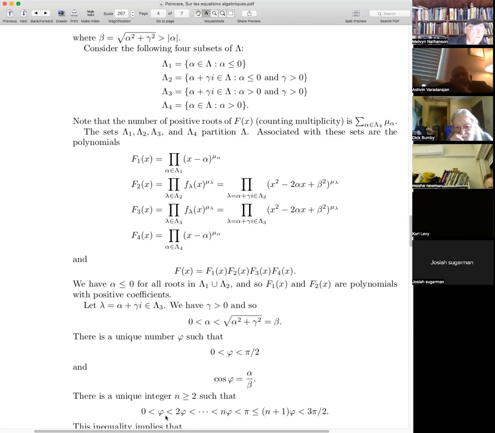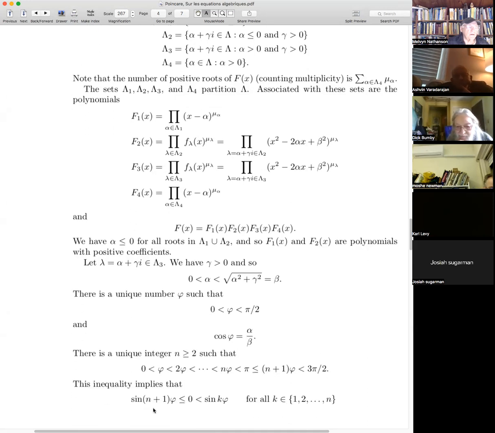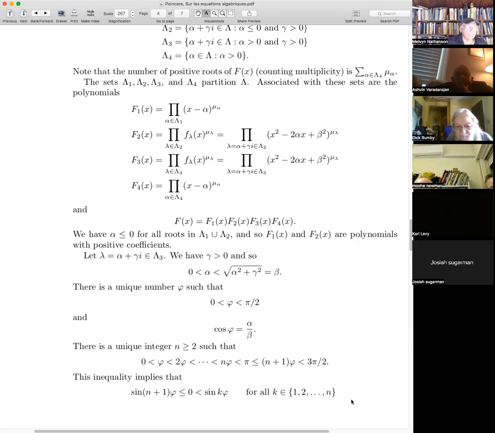Now, because phi, 2 phi up to n phi are between 0 and pi, the sine of each of these n angles is positive, but the sine of n plus 1 phi is going to be less than or equal to 0. That is, I have the sine of n plus 1 phi is less than or equal to 0, because this angle is between 0 and 3 pi over 2. But for k from 1 to n, the sine of k theta is positive. Okay?